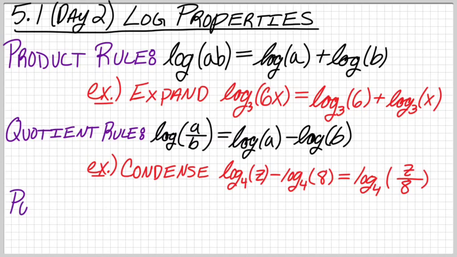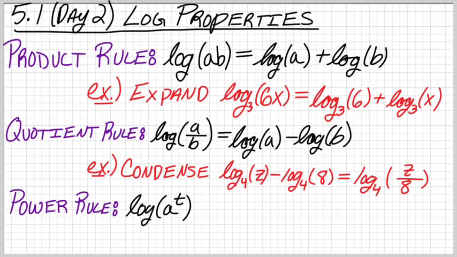In the third rule, we'll call it the power rule. So this one's important. If you have the log of something that's raised to a power, so it has an exponent, this rule says that you can take that exponent and put it out front. So in this case, the exponent's t. We can just take the t and put it out front. So I always kind of just circle it and draw an arrow out front to show that that's where I'm going to put it. So that's the power rule.